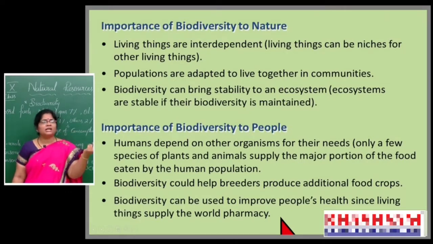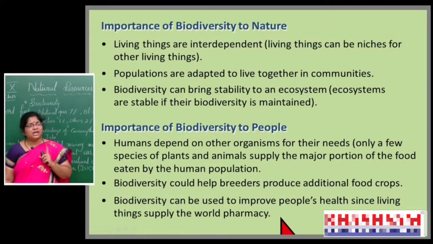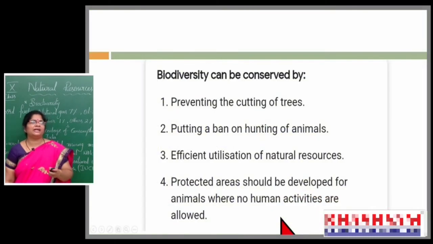If only one organism is eliminated from the earth, what will happen? If you think like that, we can't survive. That area's food chain will break and the total ecosystem will collapse. So biodiversity is essential to nature as well as to humans. That's why we need to protect biodiversity without any threat.